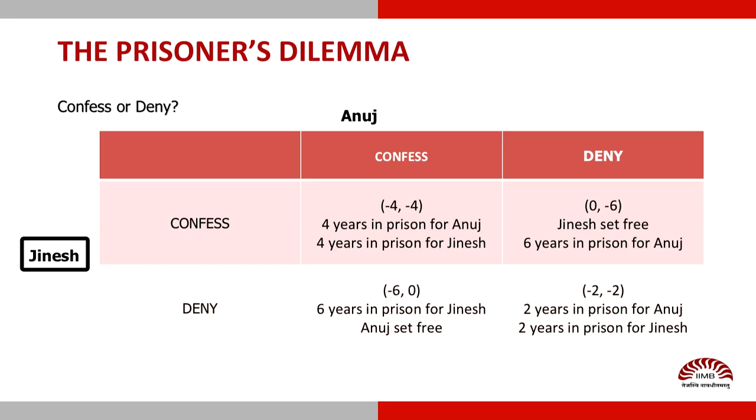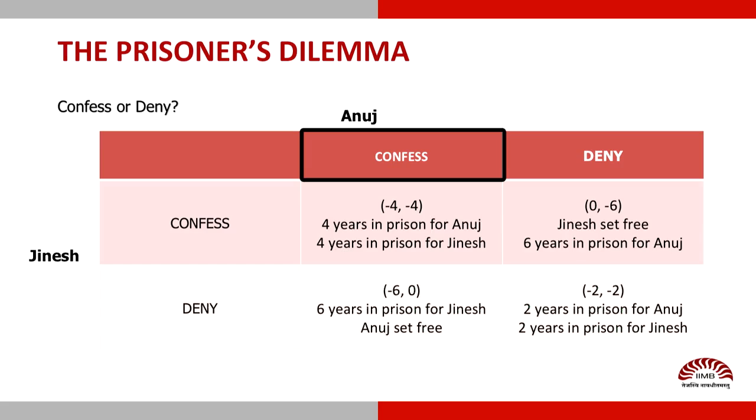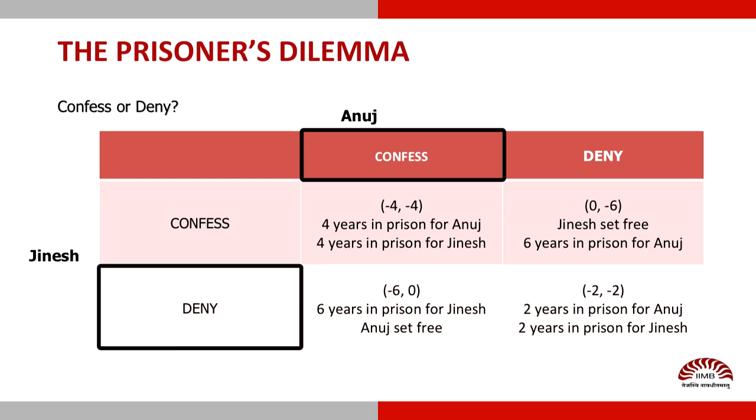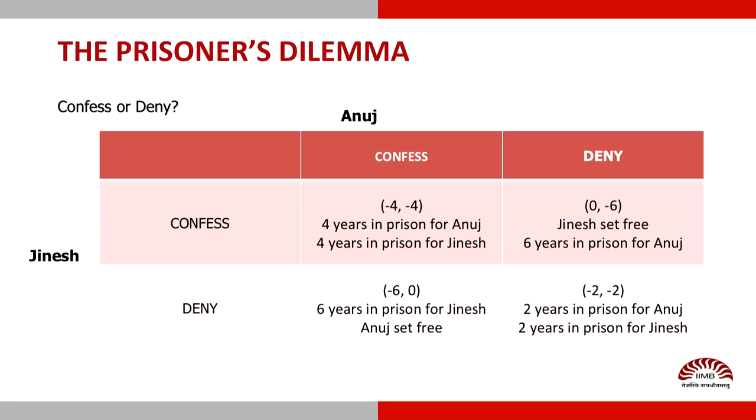We can simply look at it from the point of view of Jinesh first. So, suppose Anuj confesses. What should Jinesh do? Well, the payoffs are given as -4 and -6 between the choices he has to confess or to deny. So, if Anuj confesses and if Jinesh also confesses, then Jinesh would get -4. If Jinesh continues to deny, he will get -6. And obviously, -4 is better than -6, so Jinesh will confess. So, in other words, we know now that if Anuj confesses, Jinesh should confess.